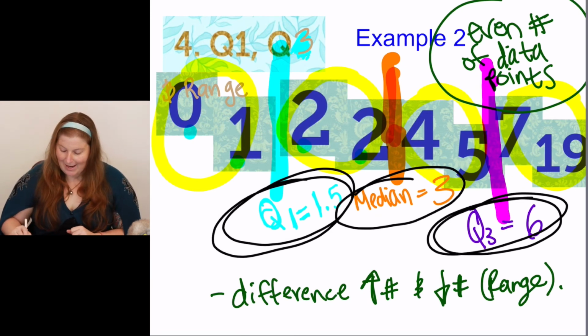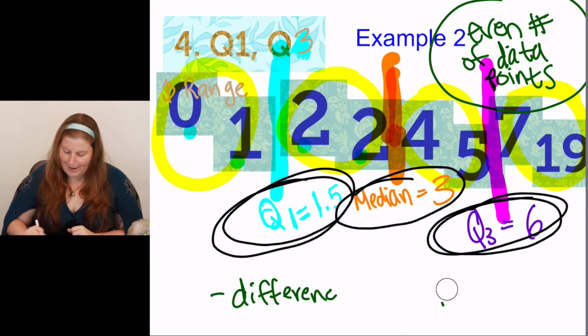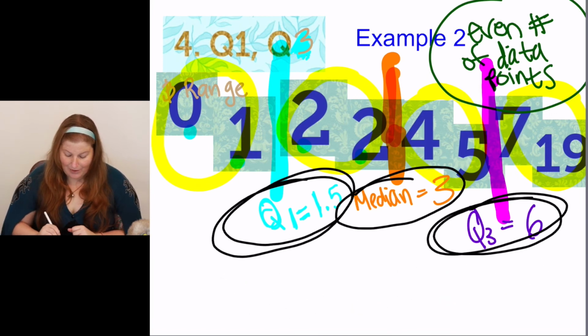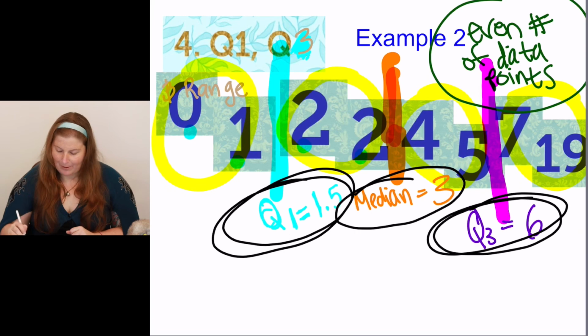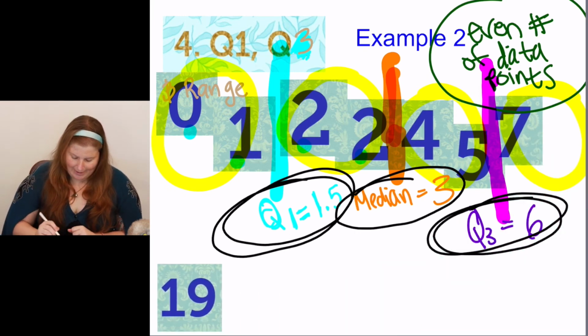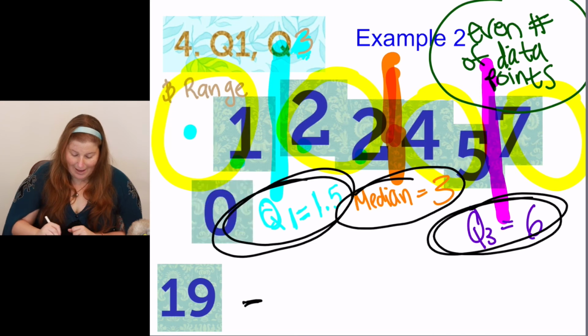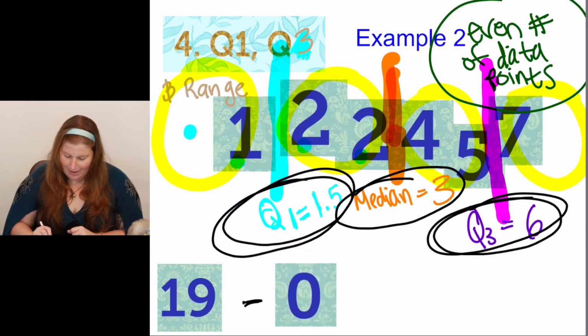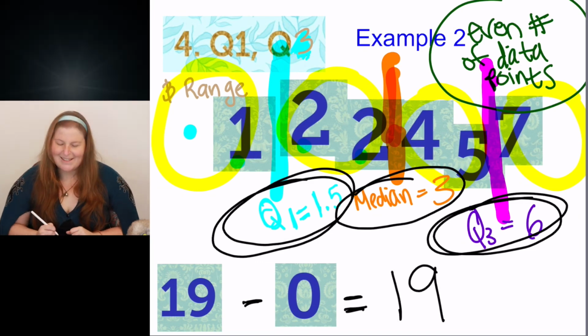Now the last thing I asked you to do was to find the range, or the difference between the value with the highest number and the lowest number. So 19 is the highest value, and to find the difference between that and 0, the lowest number, I can just write 19 minus 0 is equal to 19.